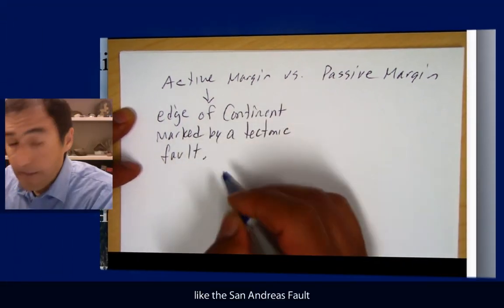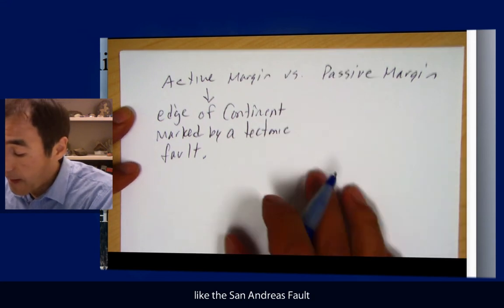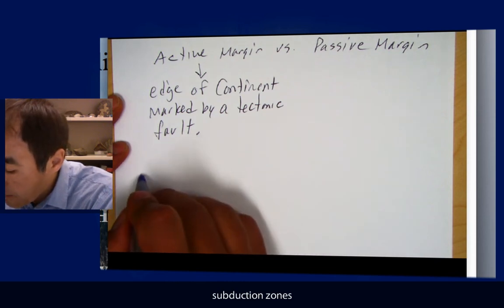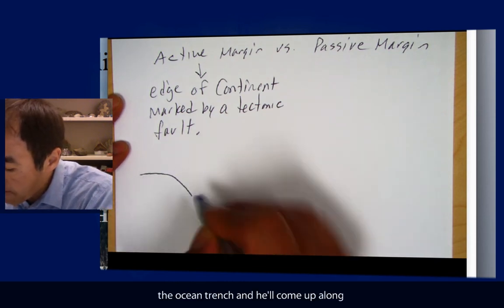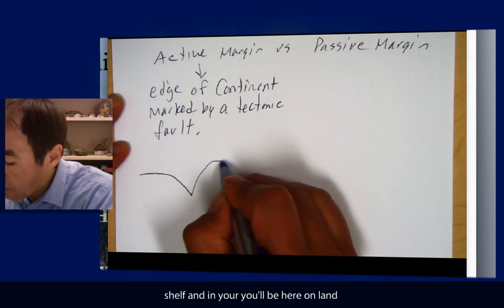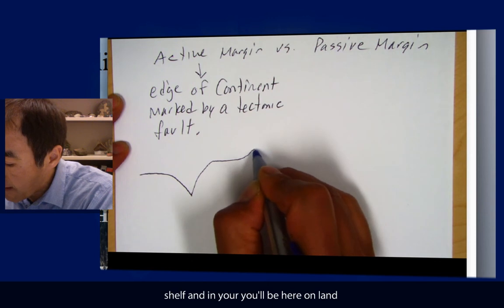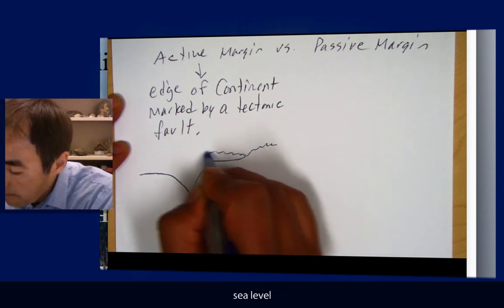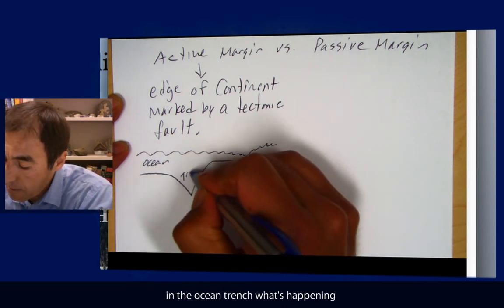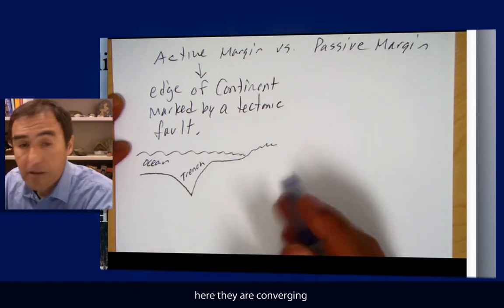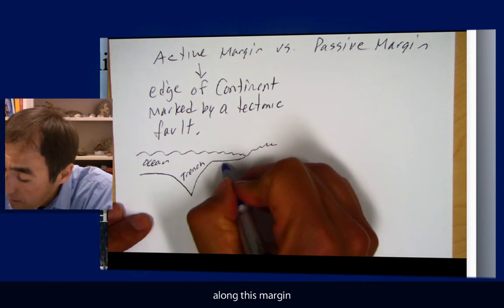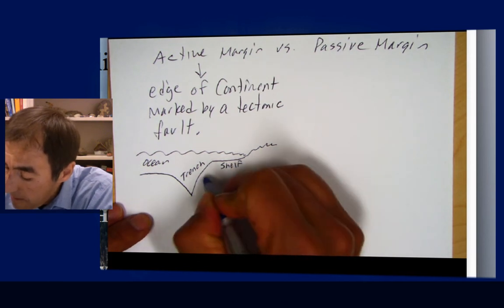And that fault could be like the San Andreas, right? Often we look at these in terms of something called a subduction zone. And so at subduction zones, you'll have a deep ocean trench, and then you'll come up along the continental slope to the continental shelf, and then you're over here in the land, right? So we'll put sea level here. So let's say this is the ocean here, and this will be our trench, a deep ocean trench. What's happening here, the tectonic plates are converging along this margin. So we said this thing here was a shelf, and this here is a slope.